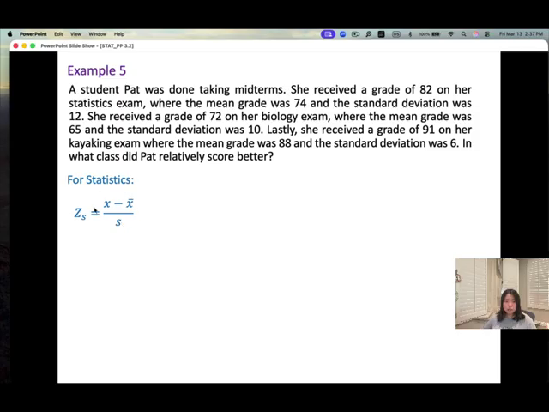Okay, let's try to plug in the information. So we received a grade of 82, right? So that will be the data. And then the mean will be 74, standard deviation will be 12. Plug it in. You're going to see the z-score will be 0.67, so that will be above the average. And then now we're going to work on the biology exam. Do the same thing. Try. And also I want you guys to plug in the kayaking exam also.